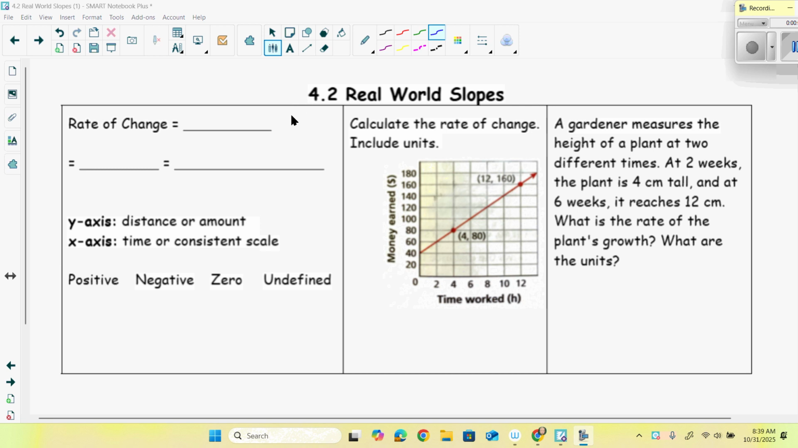Hello and welcome to our second lesson as we look at two variable data in chapter 4 here. We're going to talk about what we're calling real world slopes. What a real world thing is for a math teacher is very different than the real world. We're just going to make them word problems. So if you see real world, a lot of times that just means we're going to do some word problems.